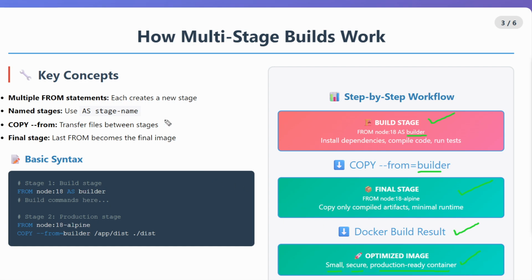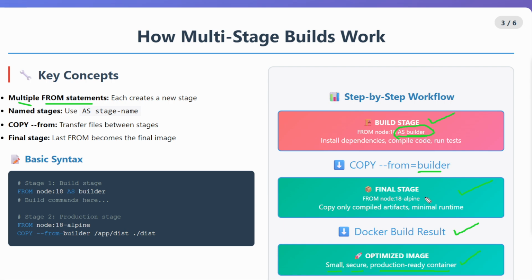Coming to the key concepts, multiple FROM statements are included, and each creates a new stage. Here it is shown: this is one stage, and this is also one stage. And we are going to name the stages using AS. This is how we need to name a stage.